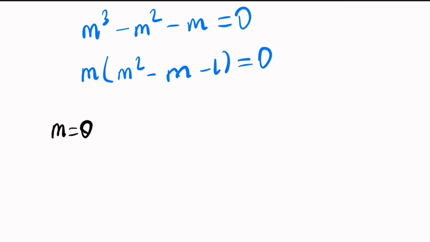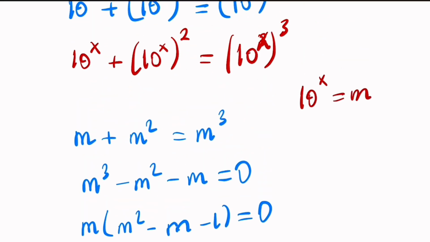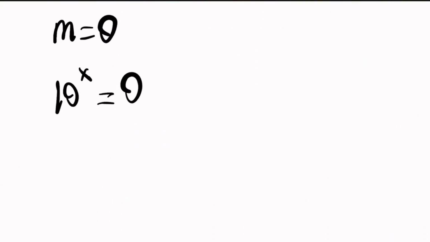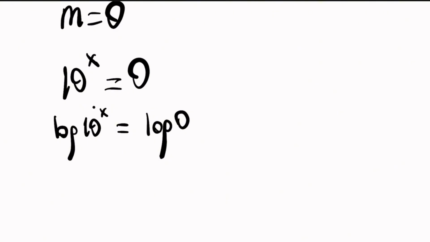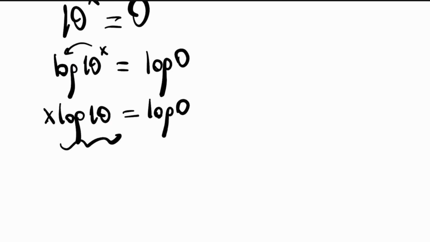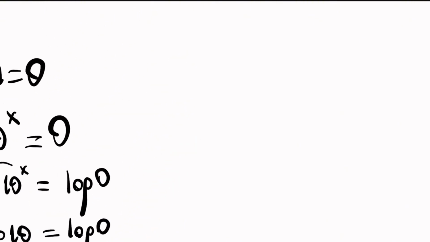What did we say m was? If you pay attention, we said 10 to the x is m. Then 10 to the x equals 0. Let's take the logarithm of both sides. What will happen? Logarithm of 10 to the x is equal to logarithm of 0. Here comes x times logarithm 10 equals logarithm 0. Logarithm 10, we know, is equal to 1, so x equals logarithm 0. Will there be any solution from here? No, logarithm 0 is undefined, so we need to look for answers from the other part.